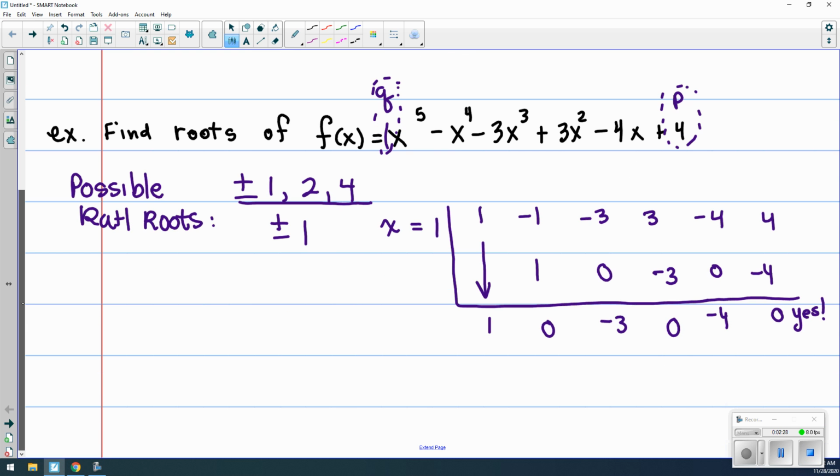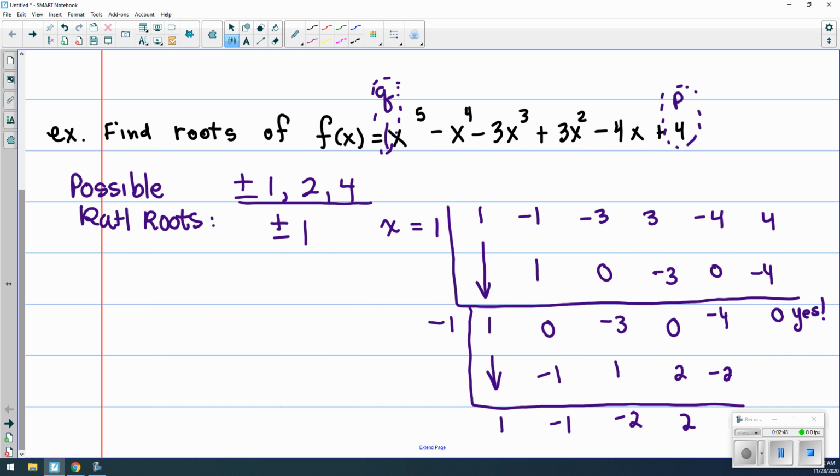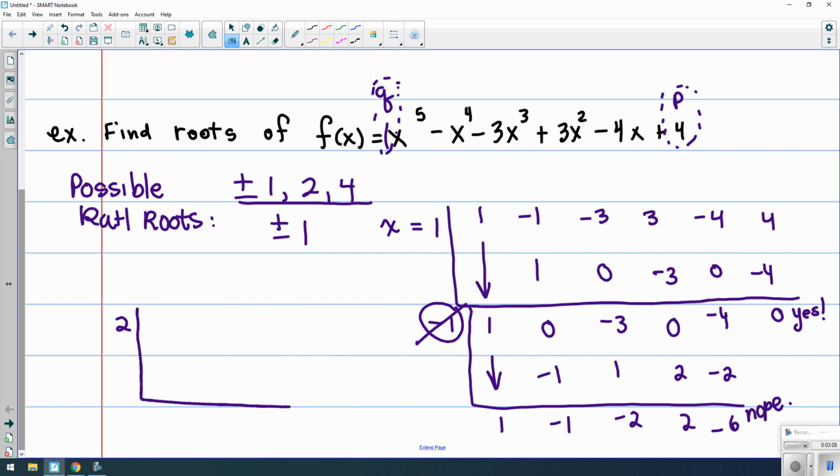Now I'm going to take over where I left off using the same kind of breakdown. What am I feeling lucky about now? How about negative 1? So drop it like it's hot. Multiply, add, multiply, add, multiply, add. Now this time I came up with negative 6, which is a nope, that didn't work. Bummer. So let's try something else. Negative 1 was not it. How about if we try 2? I guess 2 is next in line in our list of possible rational roots.